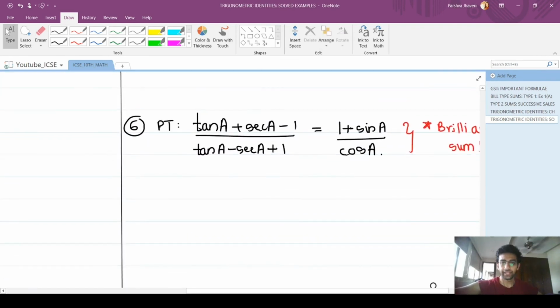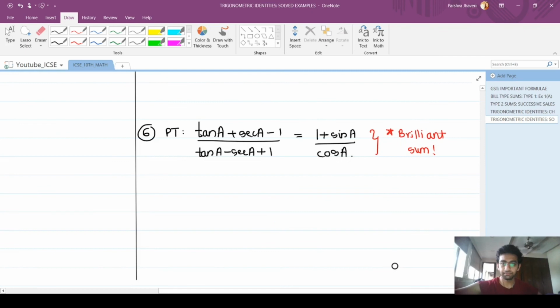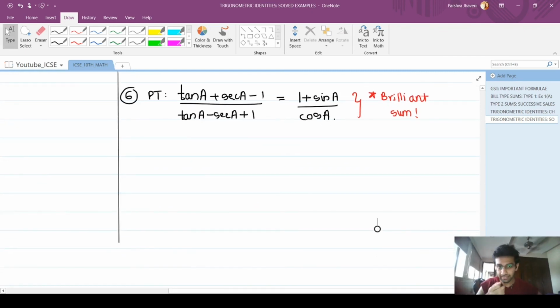Our last sum for today. This is a very brilliant sum, okay, because nobody actually sees what to do in this sum. Remember that whenever you see a minus 1 in this type of sum, we have to play around with this. Remember, this 1 is equal to nothing but sec square A minus tan square A.